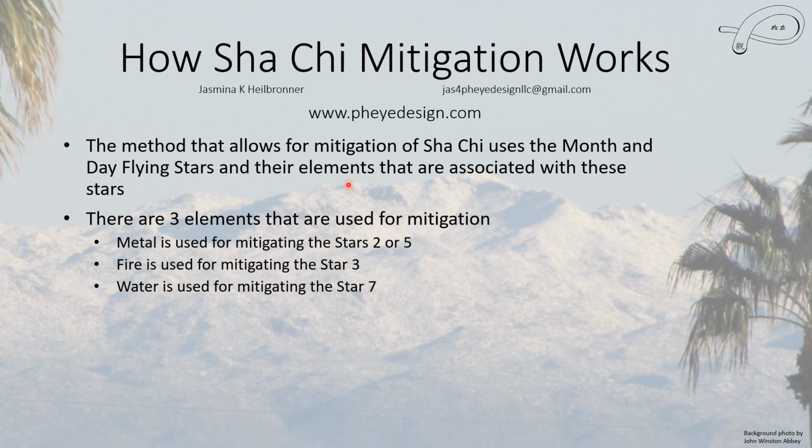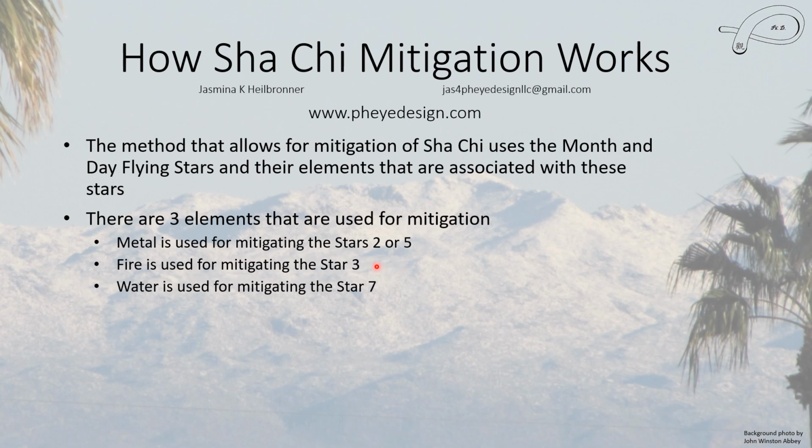Now, there are three elements that are used for mitigation. Metal is used for the stars 2 or the 5. Now, in period 9, a star 2 in your natal flying star chart of your house becomes quite positive. But the annual star still stays negative, so you have to worry about the annual star 2. But that's still a couple months away from when you could stop worrying about it.